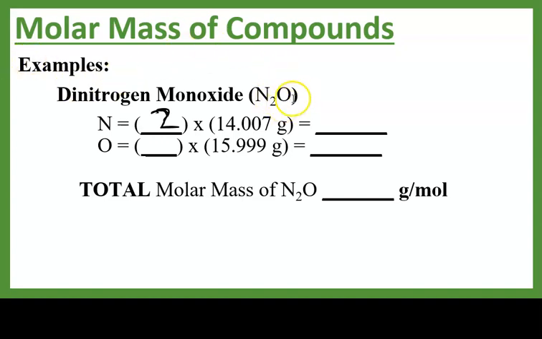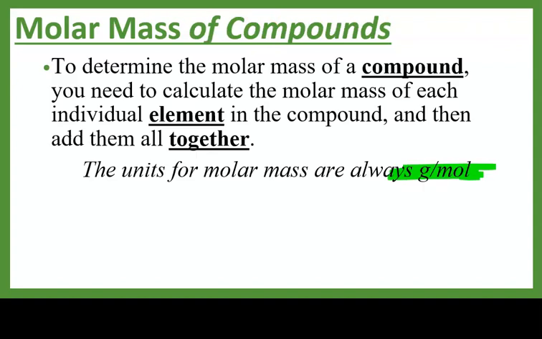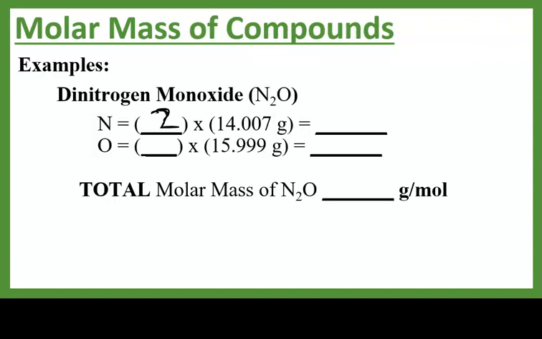We only have 1 oxygen though, because remember, it is understood to be 1 if you don't see anything right here. So this is an understood 1. Okay, so that's going to be 15.999 as your total, because this is an understood 1, and 1 times anything is just itself. Then at the end, you're going to just add those together. So once we get these numbers, we're going to add them together to give us our total molar mass.